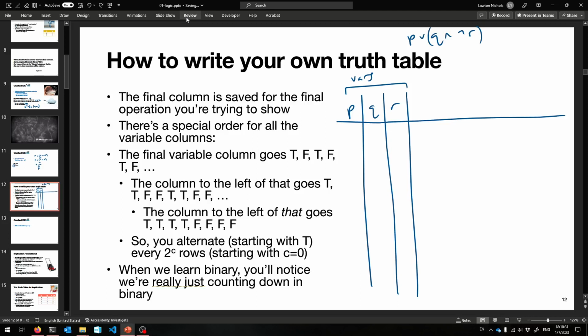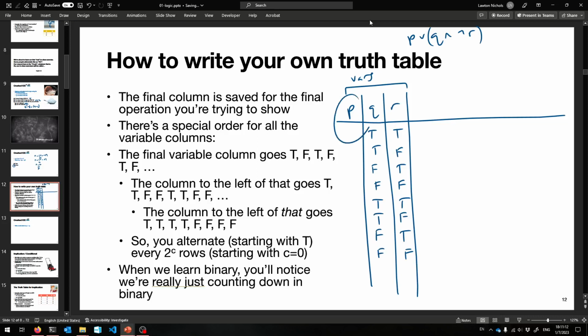The first stuff is the variables, and there's a special order for those, just so that everybody's agreed on. The final variable column goes true, false, true, false. Like it alternates just like this. True, false, true, false, true, false, true, false. There's got to be 8 options. See if you can figure out why when there's 3 variables. So that's the final variable goes like this, and then the Q, the next variable, also oscillates, but it oscillates a little slower. So it goes true, true, false, false, true, true, false, false, true, true, false, false. This is just the standard order that everybody agrees on. True, true, false, false.